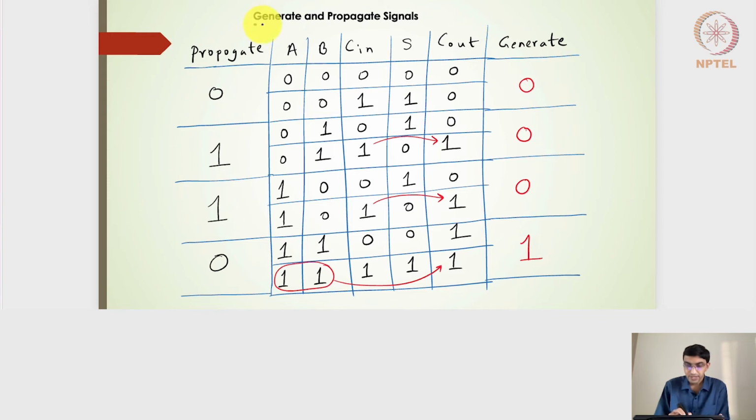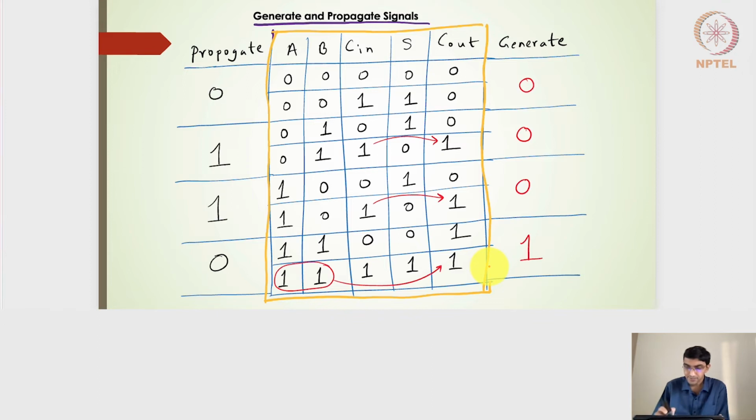Right, so let's have a look at the generate and propagate signals here. This is the truth table which we have seen earlier, and I had also made a very brief definition of the propagate and generate signals. But once again, we will have a look into it, because we will be able to use this for designing the adder subsystem blocks for the higher-order adder bits.